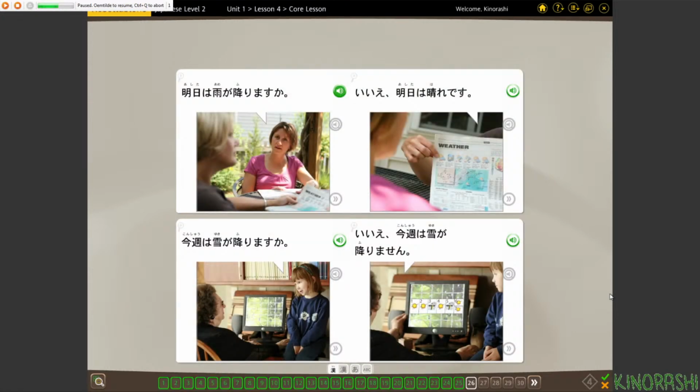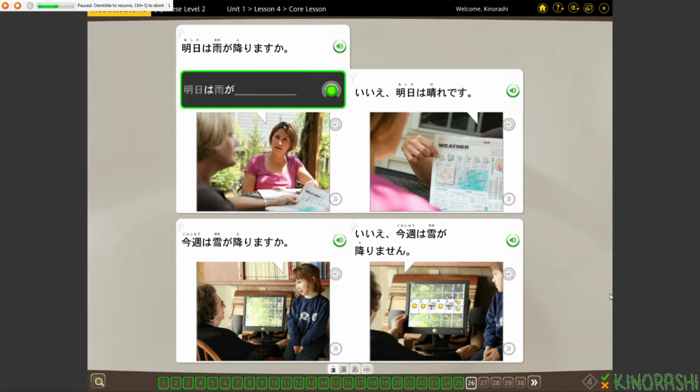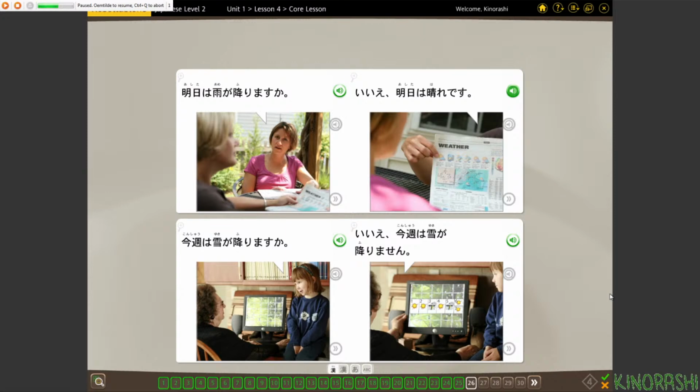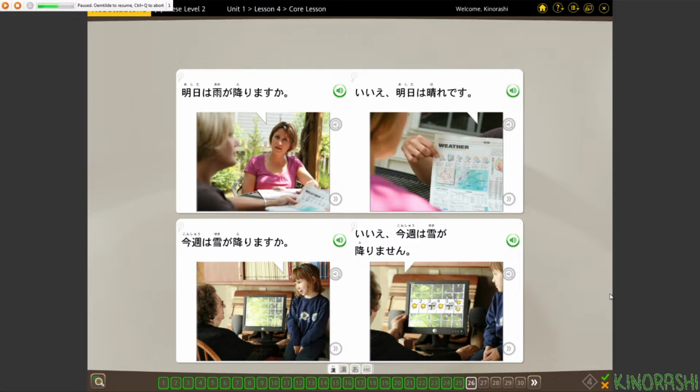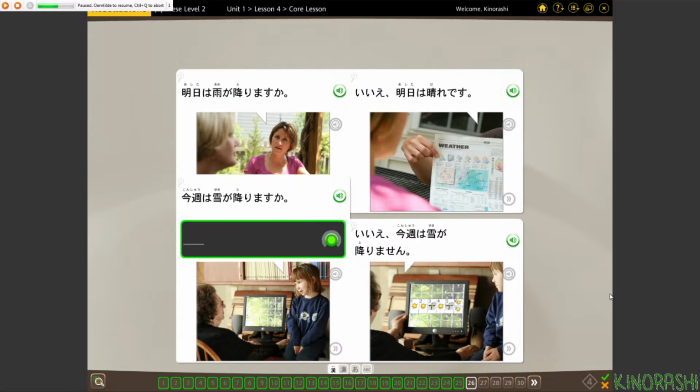明日は雨が降りますか？いいえ、明日は晴れです。今週は雪が降りますか？今週は雪が、let me look that word up. 今週, I have not seen that. いいえ、今週は雪が降りません。And they're showing a whole week's worth of weather.